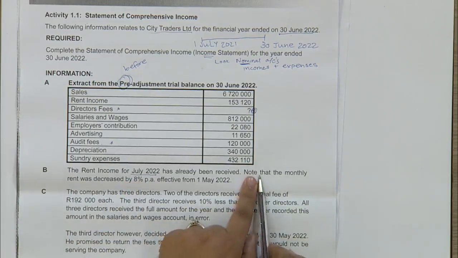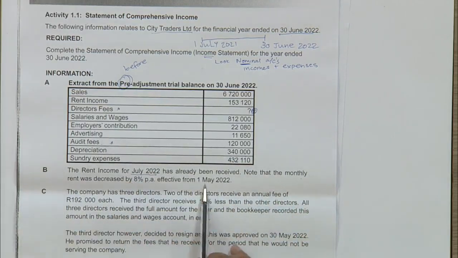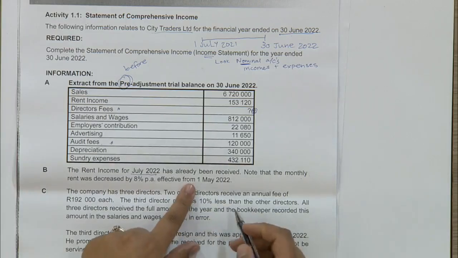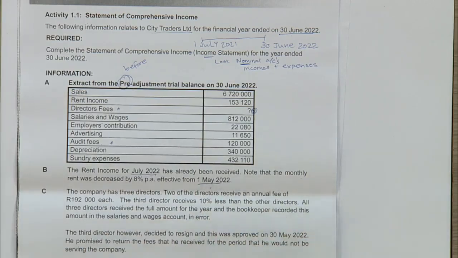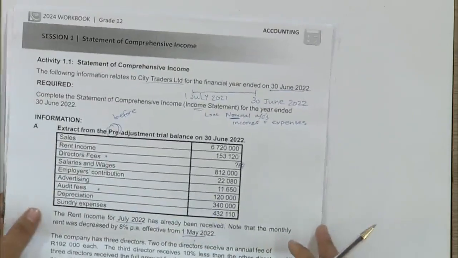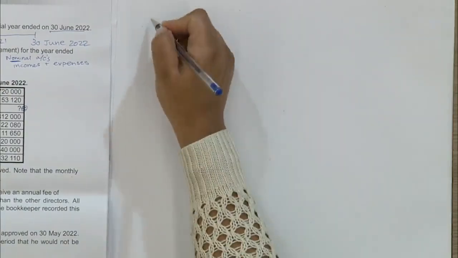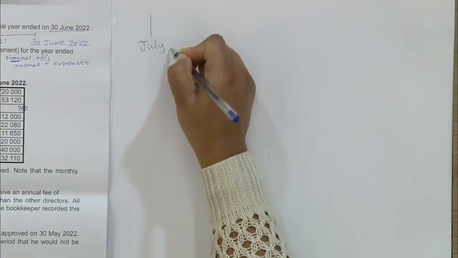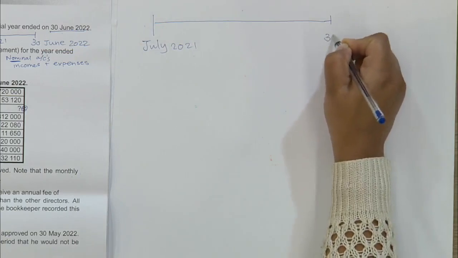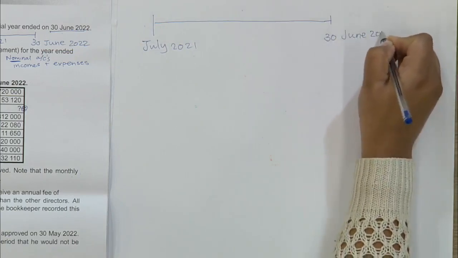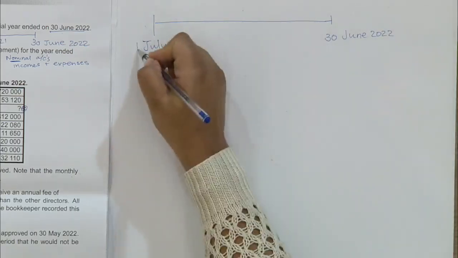Then note that the monthly rent is decreased by 8% effective on the 1st of May 2022. Now, what I often tell my learners is that the moment we see dates, draw your number line. You draw your time period, right? So we're going to start from the 1st of July 2021, and we know that's our time period, to the 30th of June 2022. So from there till there, that is the financial period we want to look at.